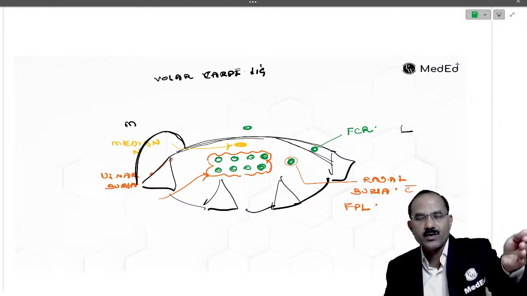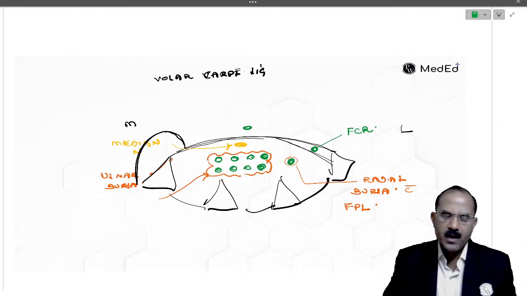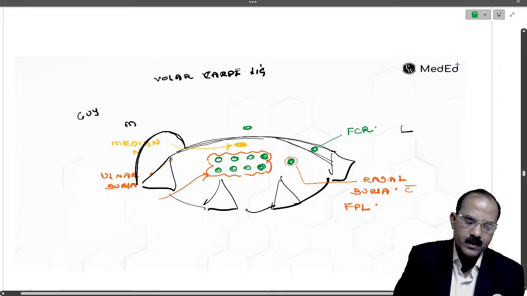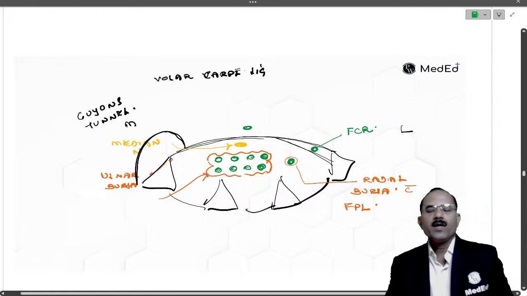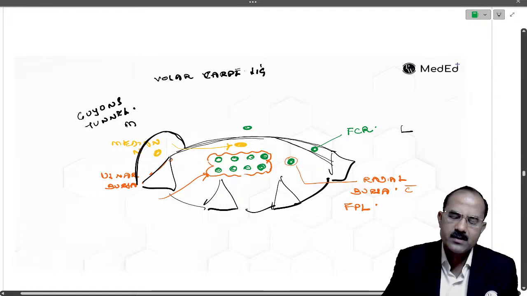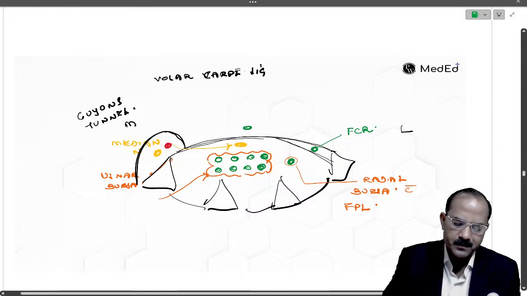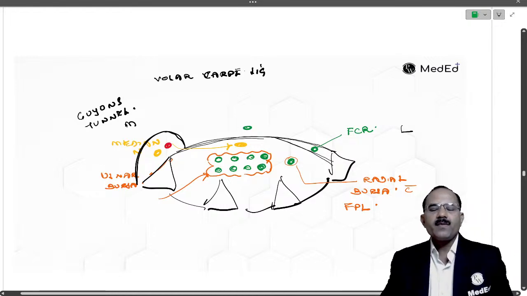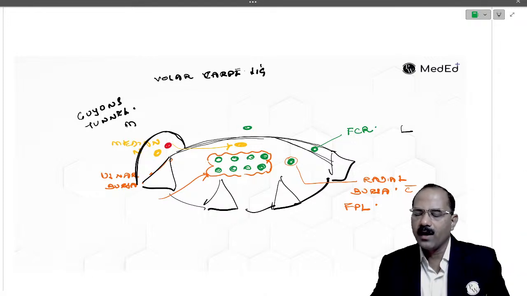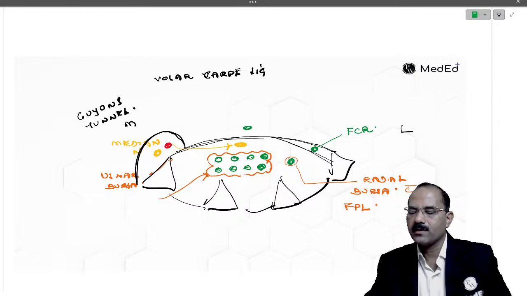What is that extension known as? The volar carpal ligament. And between the volar carpal ligament and the flexor retinaculum, we get a tunnel here. What is this tunnel known as? This tunnel is known as Guyon's tunnel. What are the structures passing through Guyon's tunnel? The structures passing through Guyon's tunnel are the ulnar nerve and the ulnar artery.